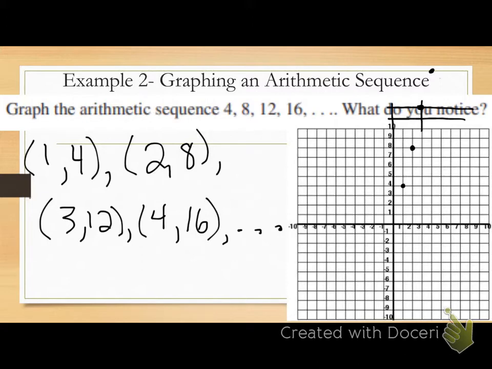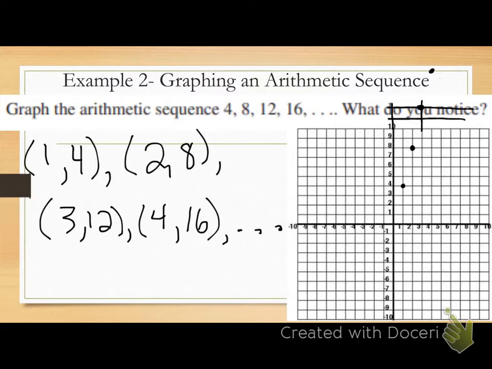What do you notice about the graph of this arithmetic sequence? It's a positive slope. Okay. What else? It's in a straight line. That's what I'm looking for right there. Arithmetic sequences, when graphed, are always going to be straight lines. Can someone raise your hand and tell me why? Because it goes up by an equal amount.